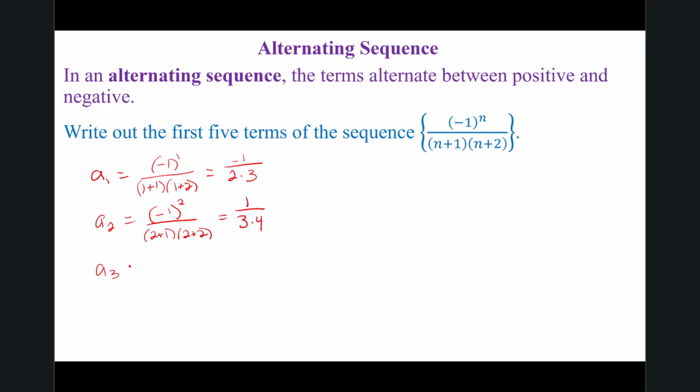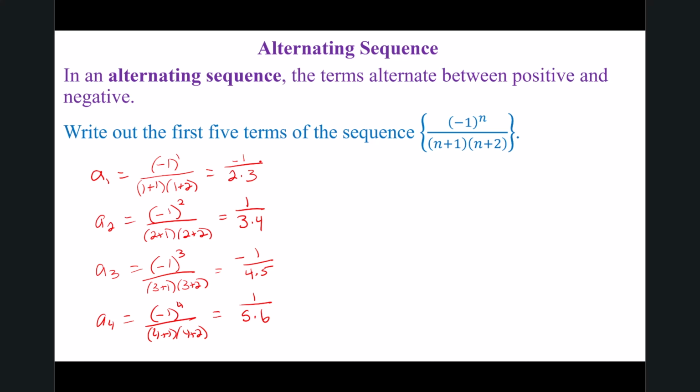The next term, a sub 3, would be negative 1 to the third power over 3 plus 1 times 3 plus 2. And negative 1 to the third power is negative 1. So I have negative 1 over 4 times 5. A sub 4, we'd have negative 1 to the fourth power over 4 plus 1 times 4 plus 2. And hopefully you're starting to see this pattern. Here we have 1 over 5 times 6. So we have negative 1 over 2 times 3, 1 over 3 times 4, negative 1 over 4 times 5, positive 1 over 5 times 6.